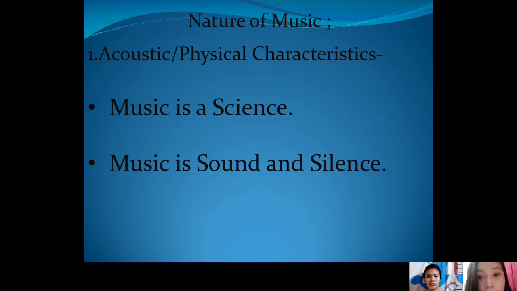Acoustic or physical nature of music. Number one is acoustic and physical characteristic. Music is a science. Acoustic is the science of sound and the physical basis of music. The next one is music is sound and silence. Music is an aural phenomenon. We listen and respond to its sound.